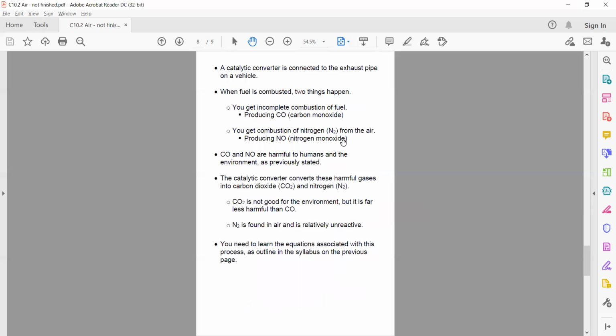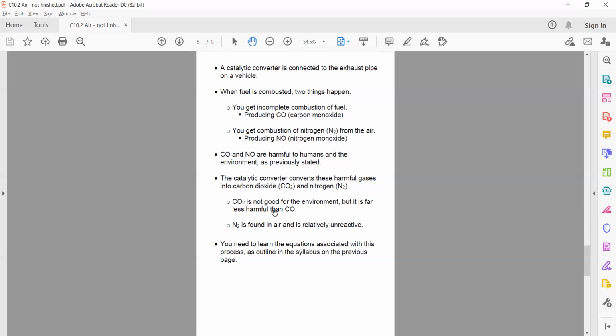Cool. So as a summary, you can say a catalytic converter is connected to the exhaust pipe on a vehicle. When fuel is combusted, two things happen. You get incomplete combustion of fuel, which produces the carbon monoxide. So we talked about that earlier. When something undergoes incomplete combustion, you get carbon monoxide. And then you get the combustion of the nitrogen, producing nitrogen monoxide. And again, we said this happens inside the engine because of the high heat and pressure. And then we said that CO and NO are harmful to humans and the environment, as previously stated. And what the catalytic converter does is it takes those harmful chemicals and turns them into carbon dioxide, nitrogen, and, I forgot to add there, oxygen as well.